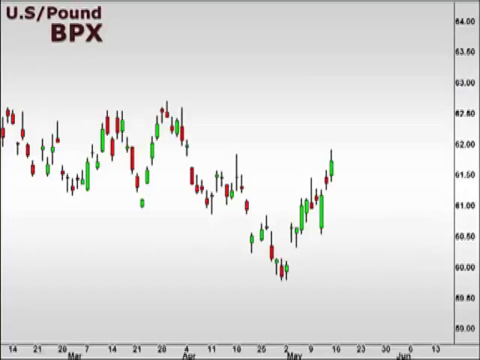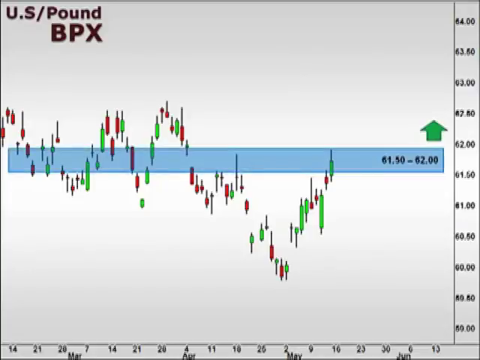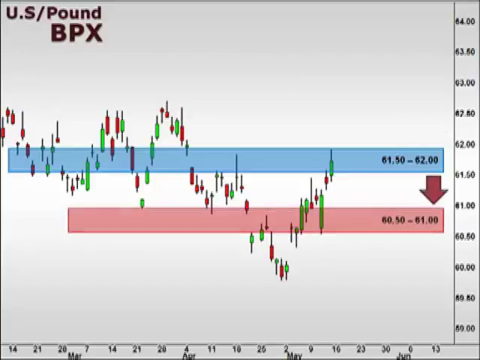Let's take a look now at the BPX, the US dollar versus the British pound. Well, the BPX has retraced to test resistance at 61.5, 62, and a break beyond this level does suggest a push towards the 62.5, 63 level. However, failure to break 62 opens the window for a continuation to the downside back to test the 61 level.